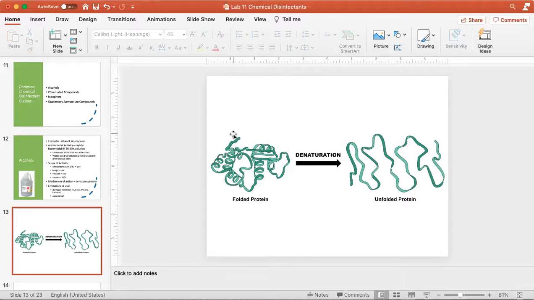When you expose protein to alcohol, this happens. It just unfolds it. It takes it back to its long strand of amino acids. So it's still a strand of amino acids. It's just not folded up anymore. So it can't do its job and the cell will die.